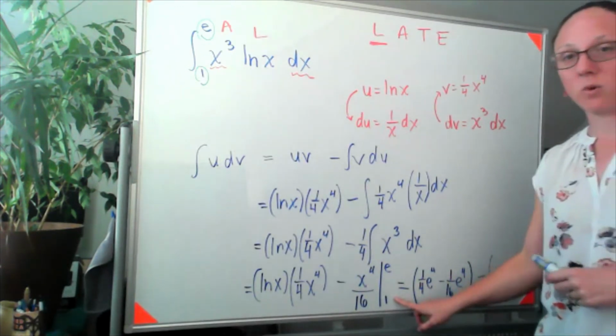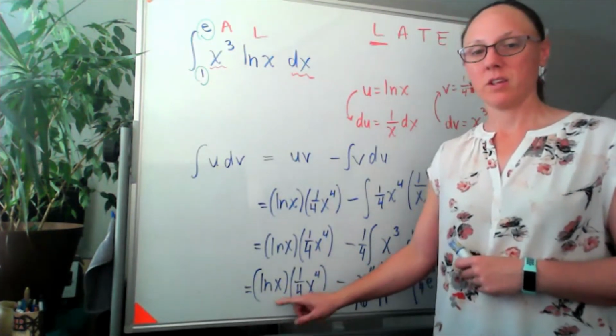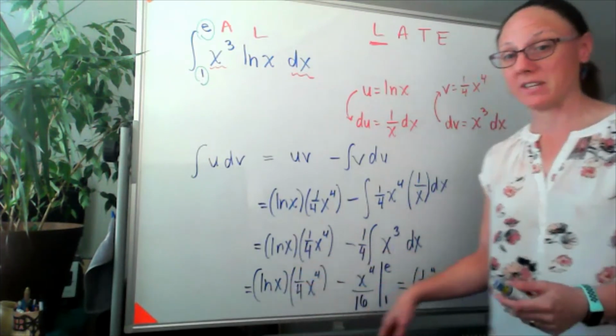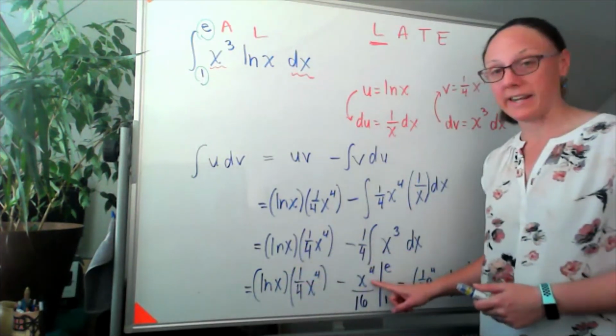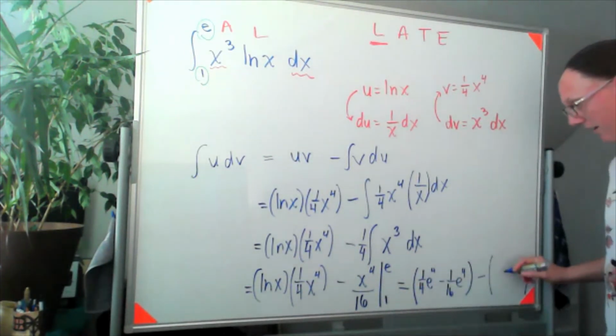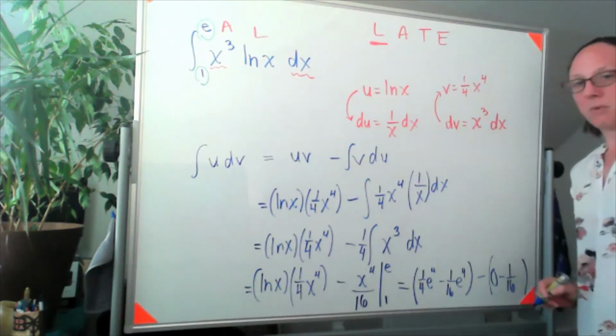Now I'm going to plug in the 1. Well, the natural log of 1 is 0. So it doesn't matter that this is 0 times something. It's still going to be 0. When I plug the 1 in here, I'll end up with 1/16. So we've got 0 minus 1/16.